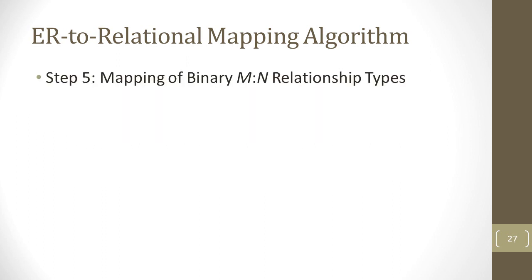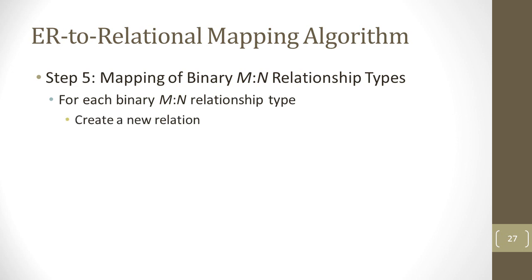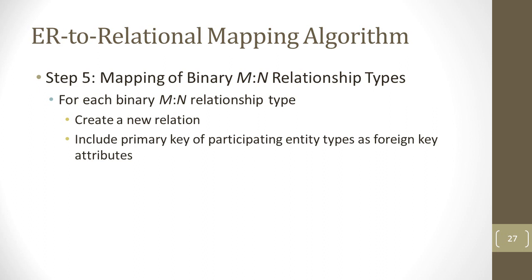So step 5 is mapping M to N relationship types. So this is many to many. For each many to many relationship type, we're going to create a new relation. So for 1 to many or 1 to 1 binary, in those cases, we're just going to do it with foreign keys to a primary key. In this case, we're actually going to create a whole new relation that we're going to use to connect the other two relations. So we're going to include in this new relation the primary keys of each relation.